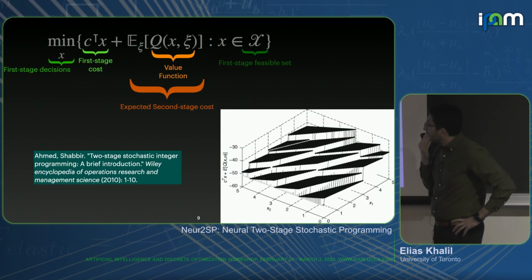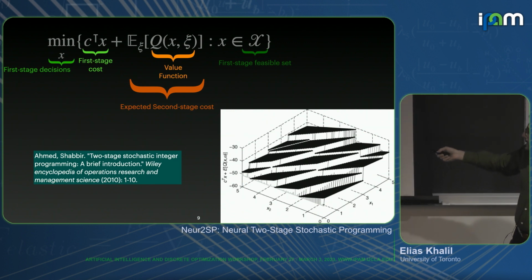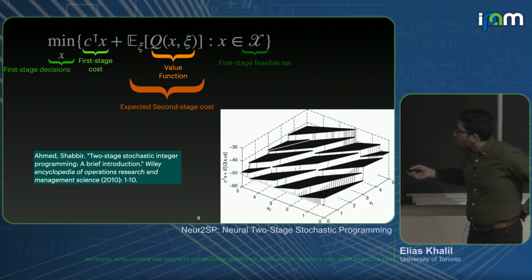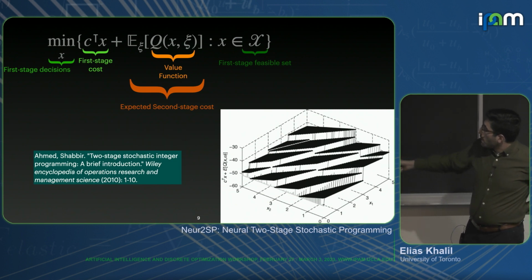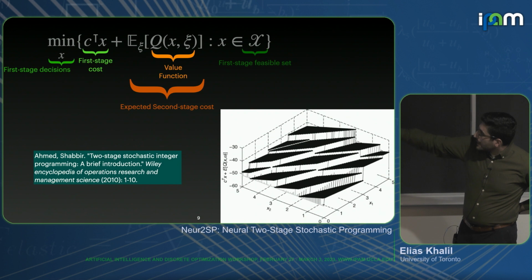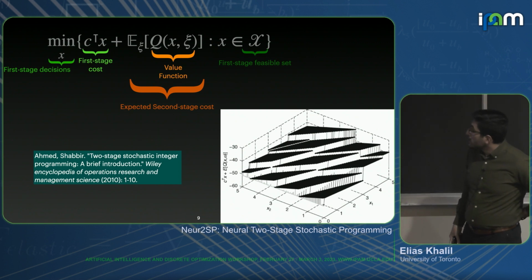And just to give you a sense of what this combined objective function looks like, I like this illustration from a short tutorial on the topic from Shabbir Ahmed. And here what we're looking at is exactly one specific toy example of a two-dimensional problem. So x1 and x2 are your two first stage decision variables. And on the z-axis here, you have the total cost.